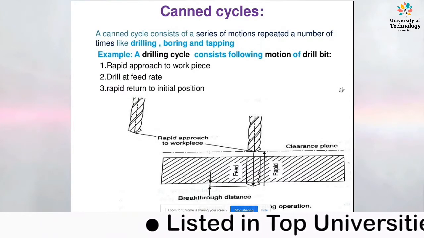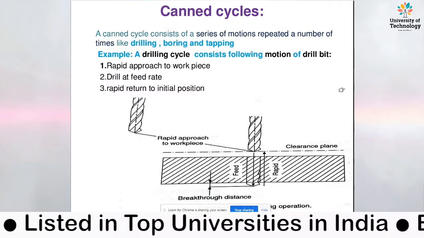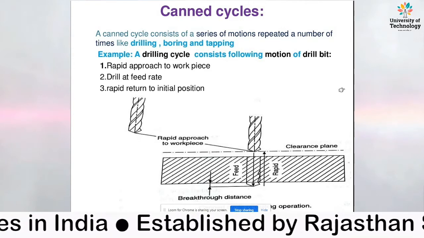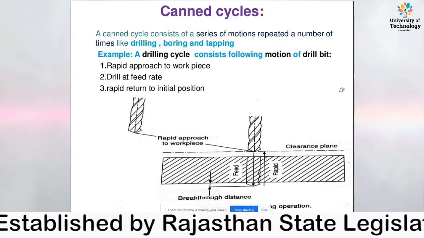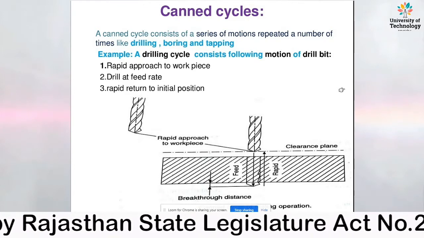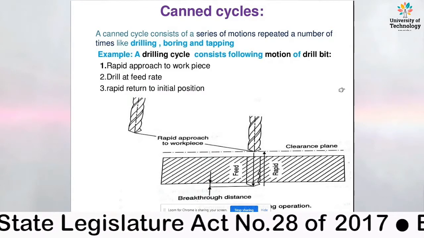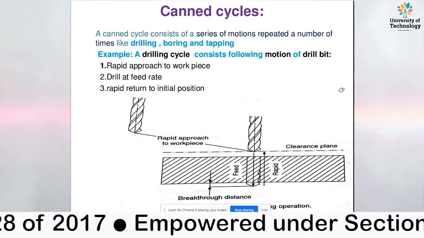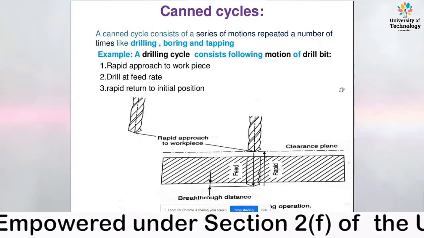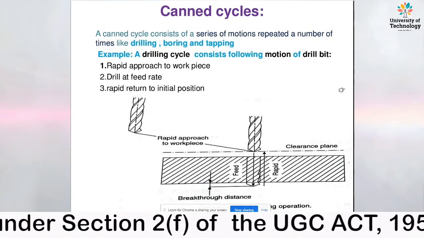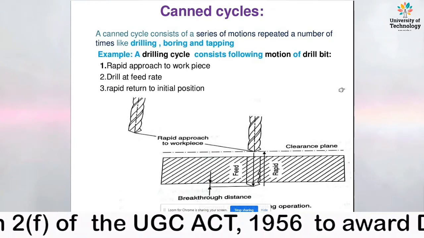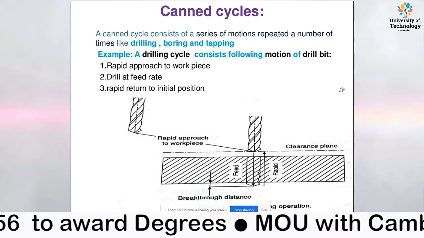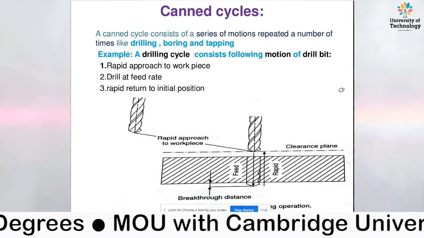First of all, what is the meaning of canned cycles? A canned cycle consists of a series of motions repeated a number of times, like drilling, boring, and tapping, etc. For example, a drilling cycle consists of the following motions of the drill bit: rapid approach to the workpiece, drill at feed rate, rapid return to the initial point.